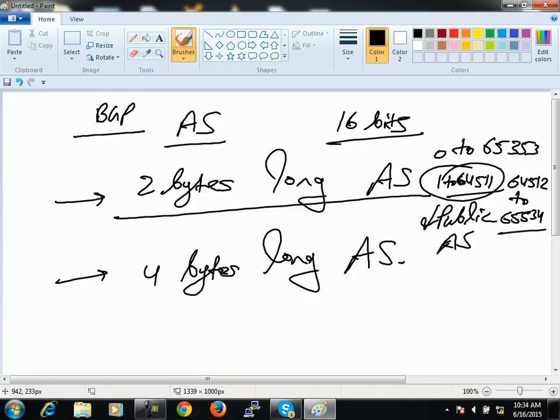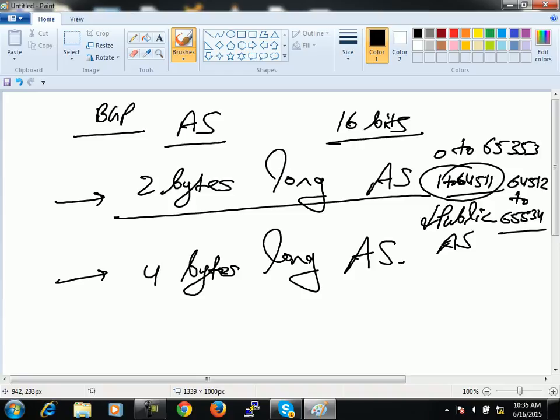If you want to get a public AS, then you have to apply for it to your service provider. Then they will check whether you are really eligible, or whether it is really required for you to have a public AS or not. If they don't think it is mandatory for you to have a public AS, then they will never provide it to you. Never ever.